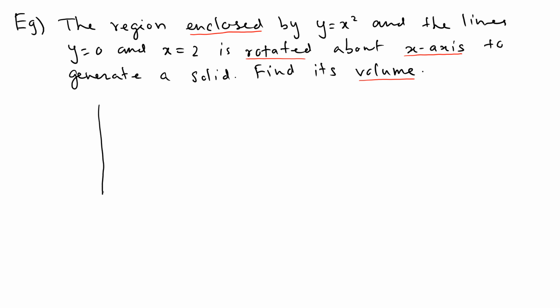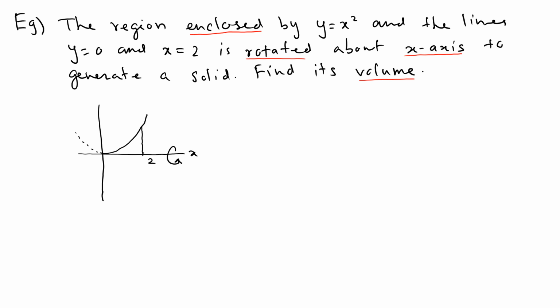We have y equals x squared. This part is not really necessary, so we can write a dotted line, and then y equals x squared goes like that. It says the region enclosed by y equals x squared, and then y equals 0, that's the x-axis, and then x equals 2. So that's the x equals 2 line. That's the region they talk about. They rotate this region about the x-axis.